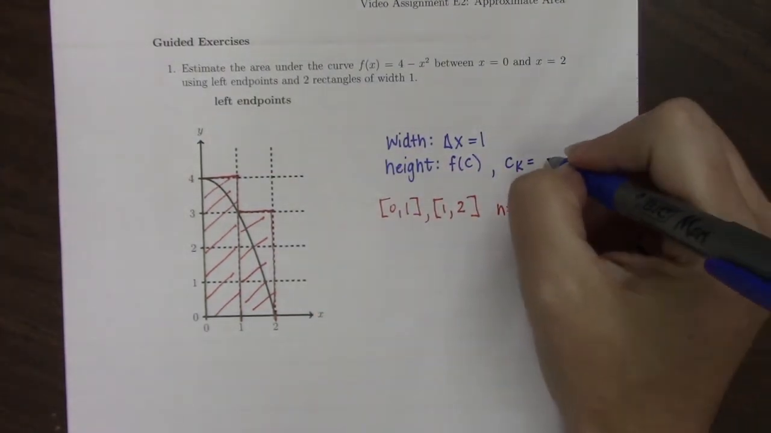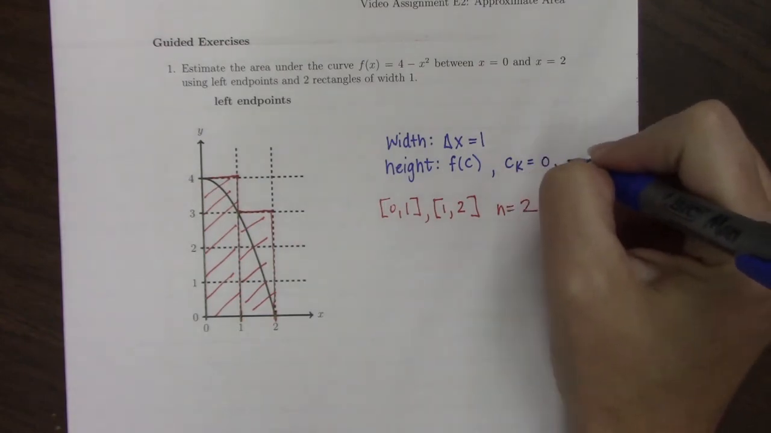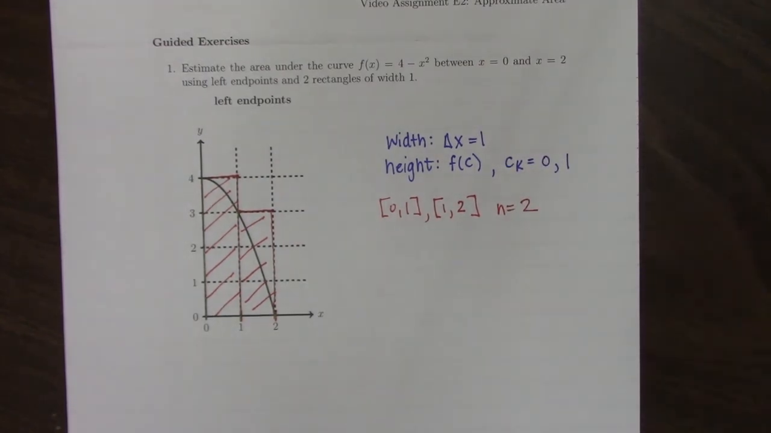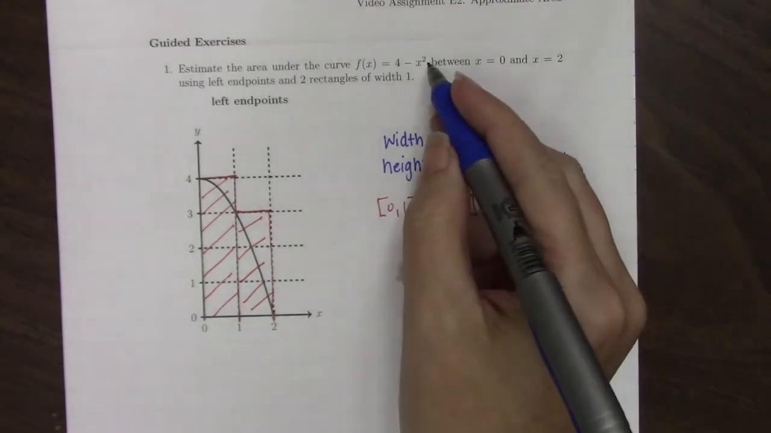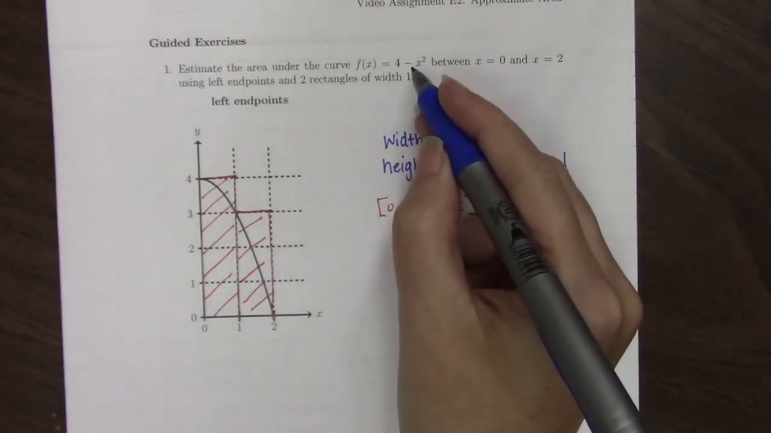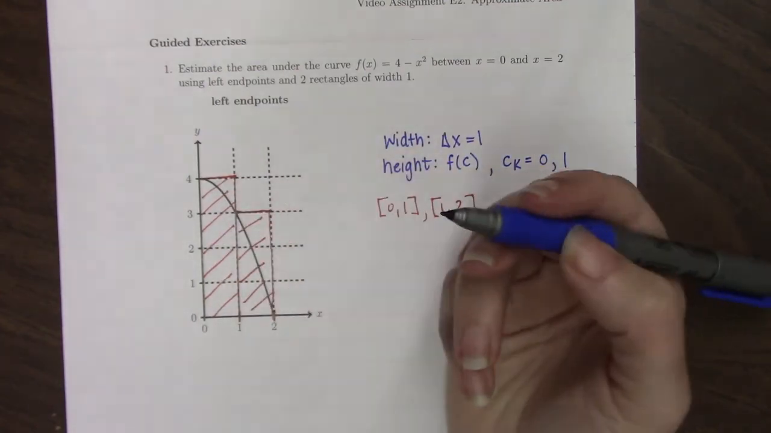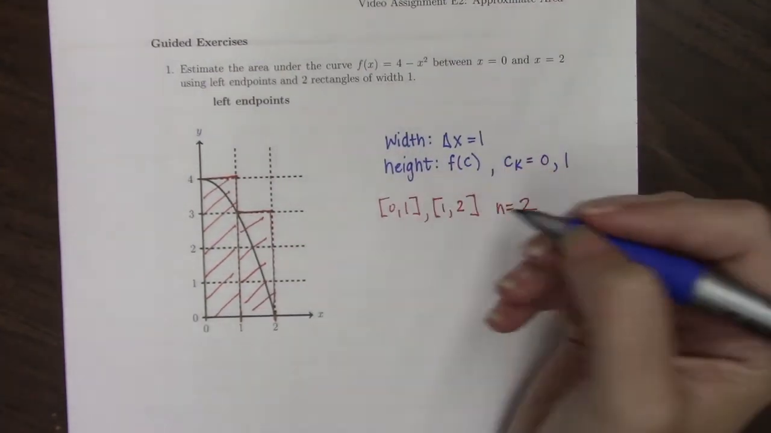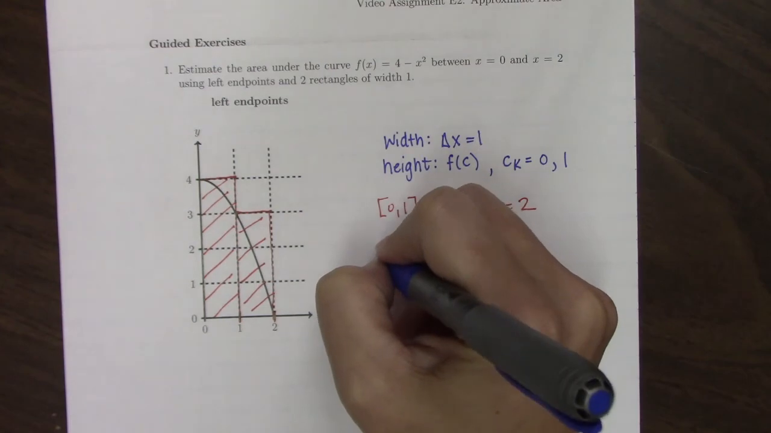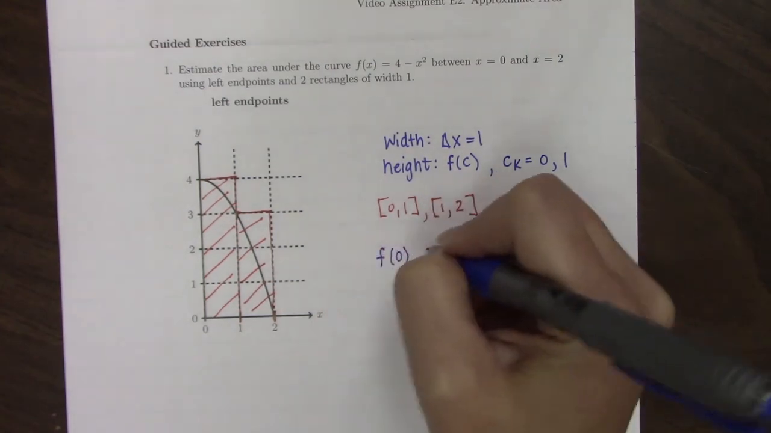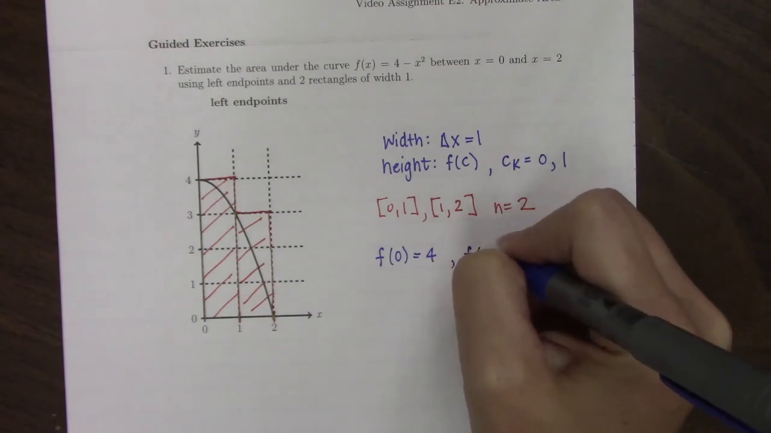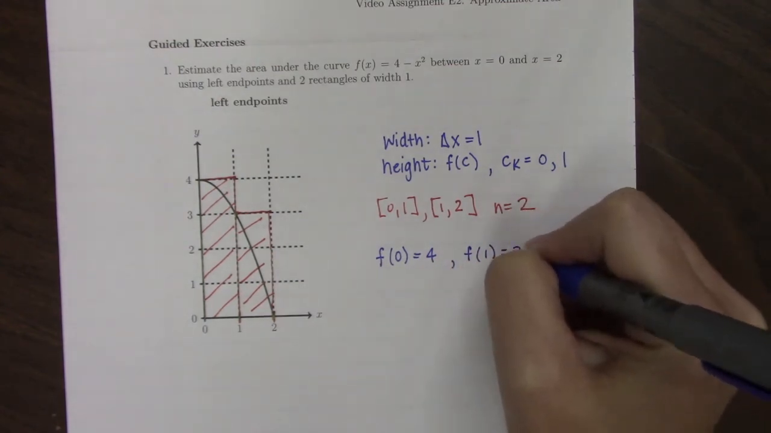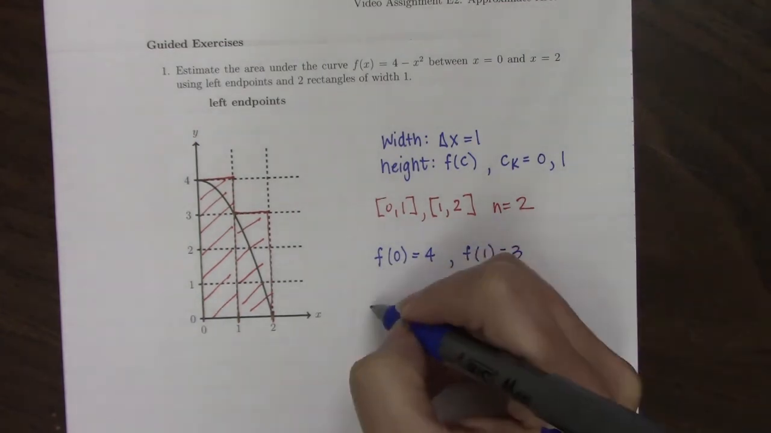So our c_k values here are 0 and 1 because we use left endpoints. So those are the values that I would in theory plug into my function. I have the formula here and I could plug them in, but I also have the graph. And fortunately for this, the graphs look nice and pretty. So f of 0 is 4. That's the height of my first rectangle. And f of 1 is 3. So that's the height of my second rectangle.